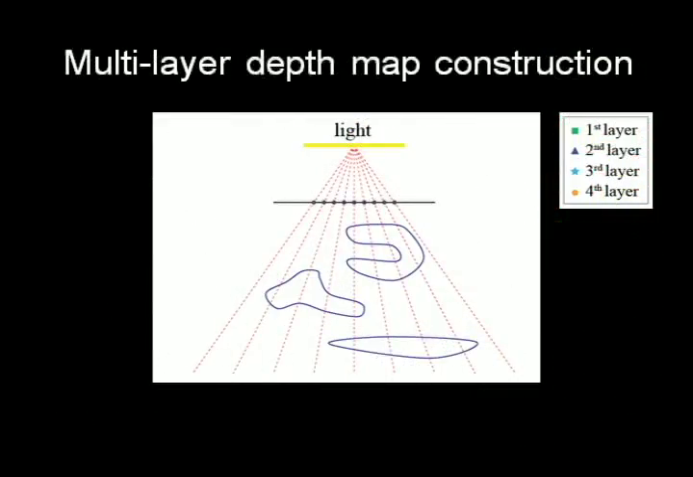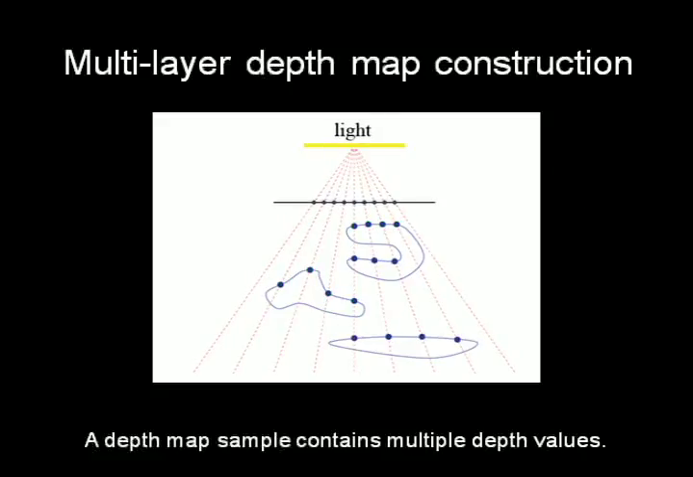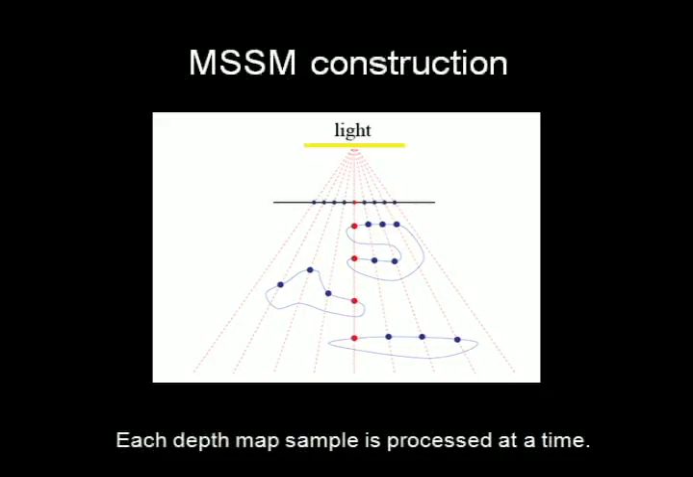A scene is extracted in multiple depth layers and packed in a depth map texture. A depth map sample contains multiple depth values. Multi-layer soft shadow map is constructed using the depth map. The two maps have the same structure, but the depth map contains a depth value per discretized scene point, whereas the multi-layer soft shadow map contains its occlusion degree, which represents how much of light is occluded.